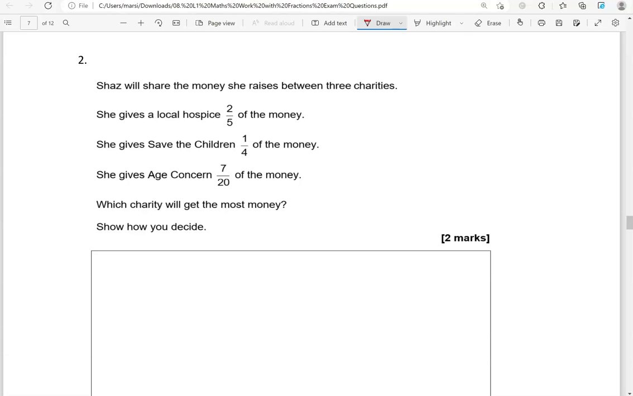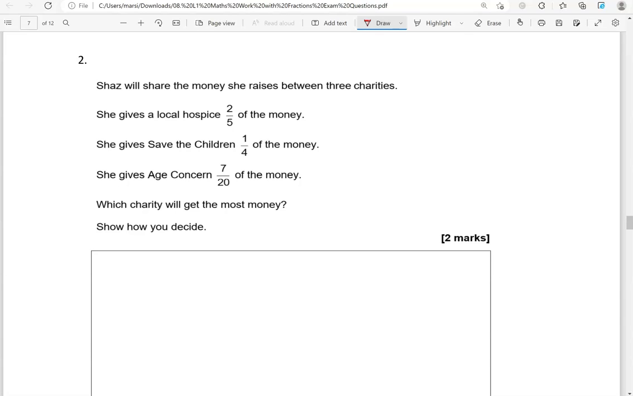Shaz will share the money she raises between 3 charities. So Shaz is raising some money for charity. She gives a local hospice 2/5 of the money. She gives Save the Children 1/4 of the money. She gives Age Concern 7/20 of the money. Which charity will get the most money?